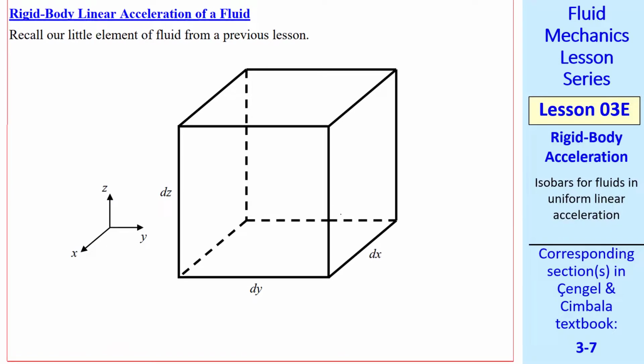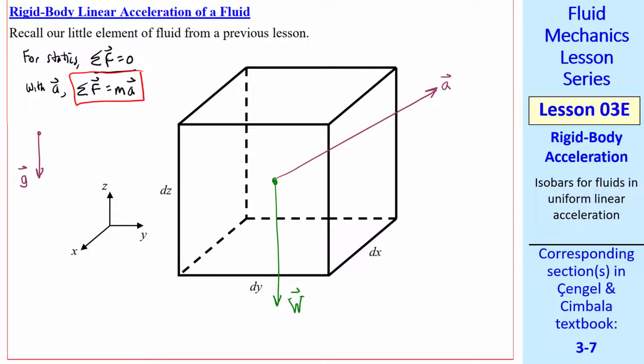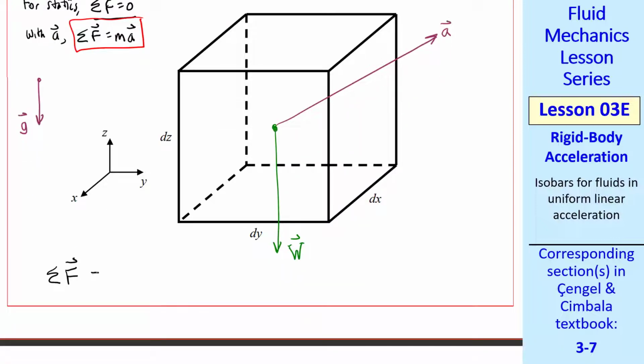Recall our little fluid element from a previous lesson where we had a weight body force and we analyzed the pressure forces on all these surfaces. Now let's suppose this whole fluid element is accelerating at some acceleration with a given direction and magnitude. We still take g as down. For statics, sigma F equals 0. With an acceleration, however, Newton's second law applies, sigma F equals m a. The sum of all the forces acting on this fluid element consists of gravity plus pressure forces, and this has to equal m a. Notice that this is a vector equation.